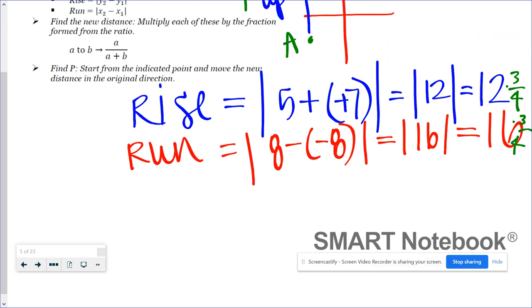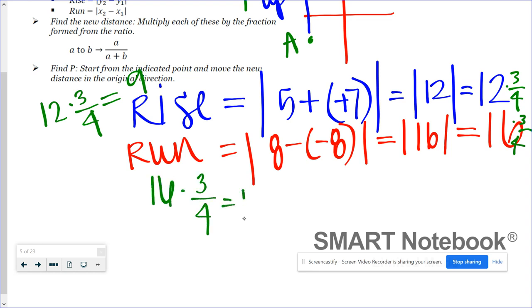So 12 times 3 over 4, maybe I'll just do it over here. And this is going to be the new rise. So that's 36 over 4, so that's 9. And the run, I'm doing 16 times 3 over 4. So that would be 12. 48 over 4 is 12.